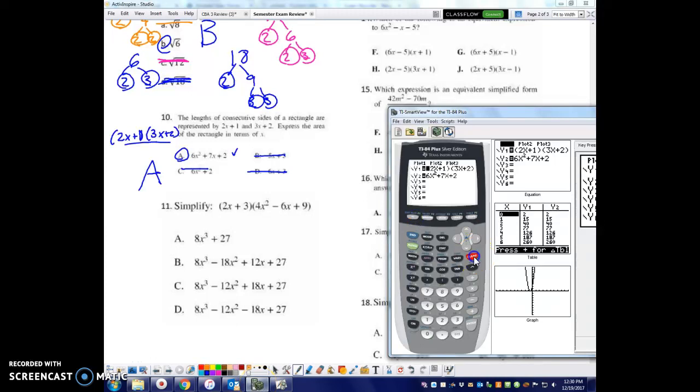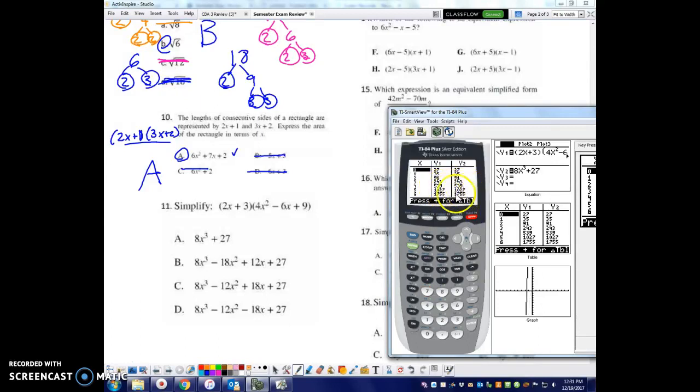So, in the calculator, we put the equation into y1. 2x plus 3. And then 4x squared minus 6x. Do this with me. Doing it with me is how you will remember it. Plus 9. Pause the video until you have it completely typed in. Then answer choice A into the first one. Ax to the third plus 27. Go to your table.